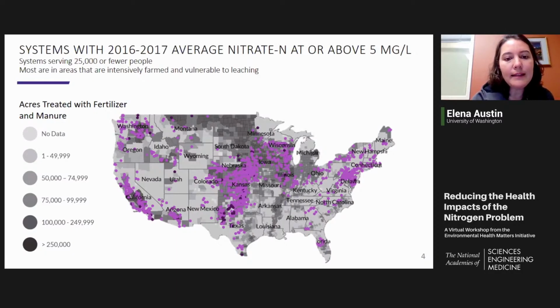And you can see that the distribution of these water systems overlays quite well with agricultural production and some of the slides presented by Kathy. And so there is, of course, this association between the source of the nitrogen exposures and the exposure at the water level in these public systems in the communities.